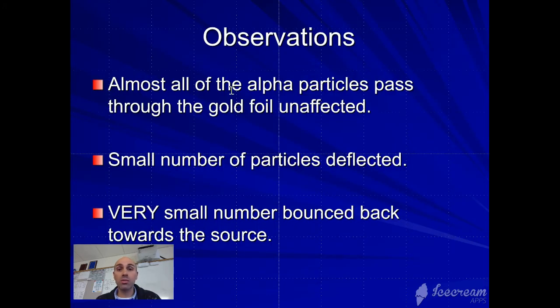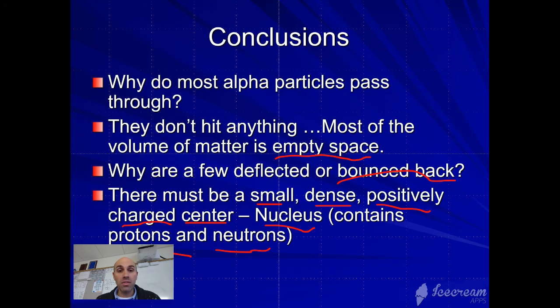Going through, we made the observations. Almost all of the alpha particles passed through the gold foil unaffected. A very small amount of particles are deflected, and a very even smaller amount bounce back towards the source. From there, we can make our conclusions. A small amount of particles bounce back because they are hitting that positively charged nucleus. The majority of them are passing through the empty space, the void. Remember Democritus? The majority of an atom is space, it's void.